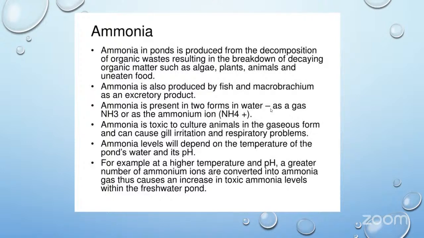Ammonia is present in two forms in water, as a gas, NH3, or as the ammonium ion, NH4+. Ammonia is toxic to culture animals in the gaseous form and can cause gill irritation and respiratory problems. Ammonia levels will depend on the temperature of the pond's water and its pH. For example, at a higher temperature and pH, a greater number of ammonium ions are converted into ammonia gas, thus causing an increase in toxic ammonia levels within the freshwater pond.